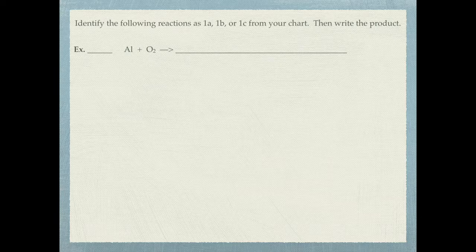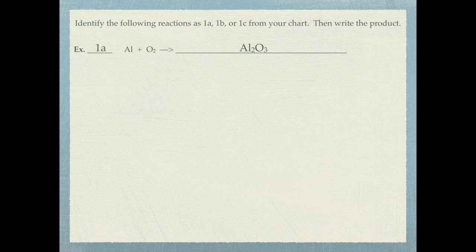All right, so the first reaction I have is aluminum plus oxygen. I look at this, aluminum is an element, oxygen is an element, so this is going to be a 1A reaction. What I have to do is combine them together by crossing charges. Aluminum has a +3 charge, oxygen has a -2 charge, and so the formula would be Al2O3. Now the only other thing I have to do here is balance.